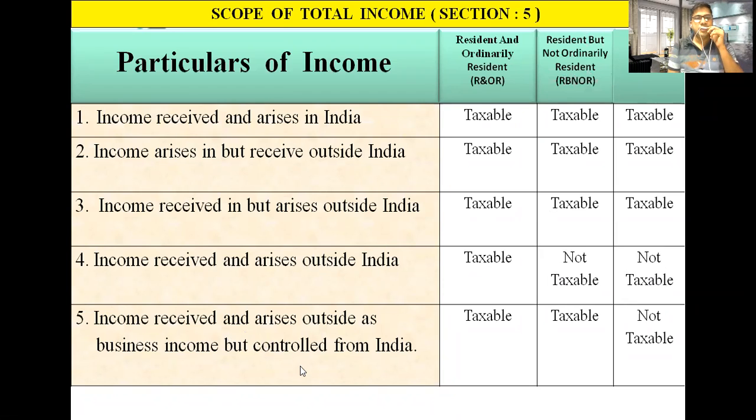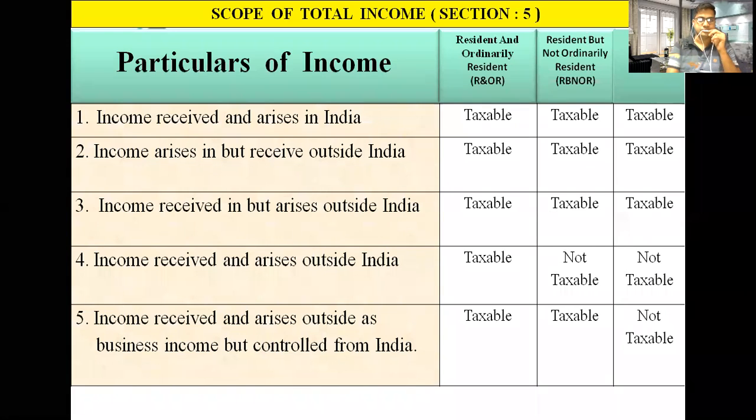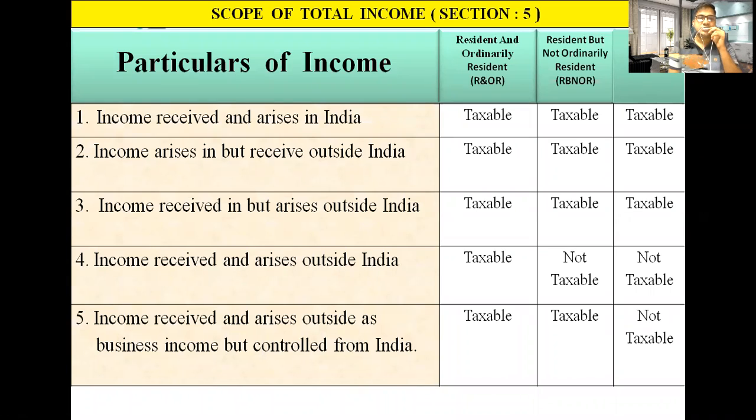Then the fifth rule: income received and arising outside India as business income, where such business is controlled from India. The income received and arising outside India as business income or professional income, but controlled from India. If the individual is a R&OR, it is taxable. If the individual is a RBNOR, also taxable. If an individual is a non-resident NR, it is not taxable.